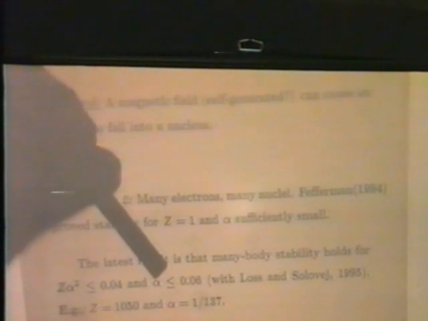The current situation, which came later, 6 months later, with Solovej and Loss, is that if Z alpha squared is less than 0.04, which is a good number, and alpha is less than 0.06, for example, Z equals 1,000 and alpha equals 1 over 137, then this is stable. But again, the many-body condition depends also on alpha itself. So this is non-relativistic quantum mechanics with magnetic fields.